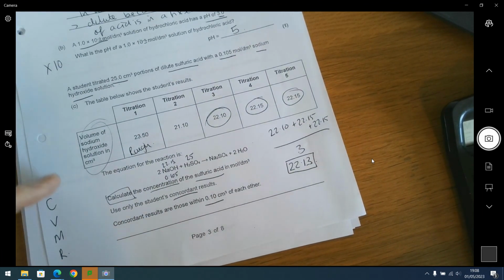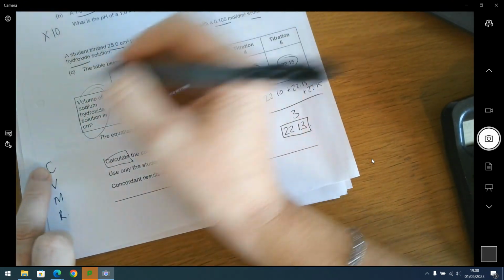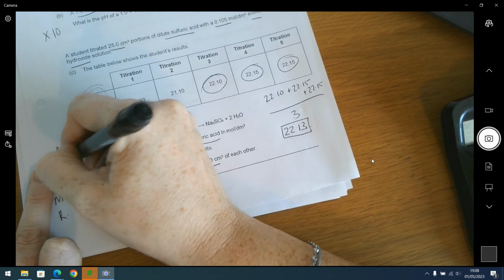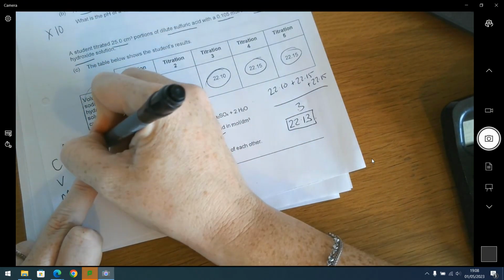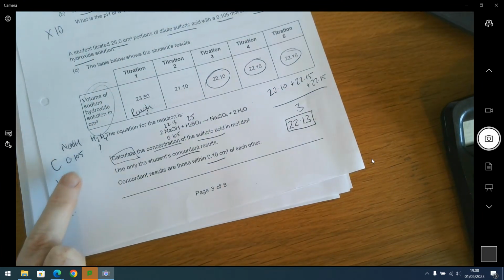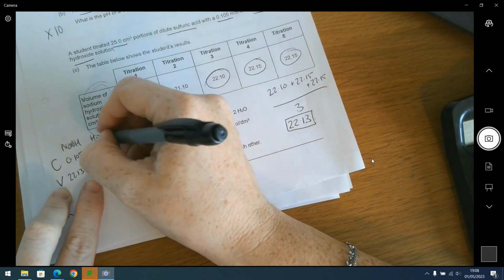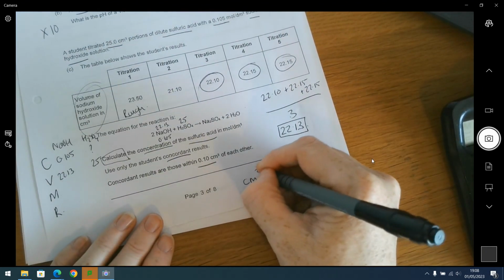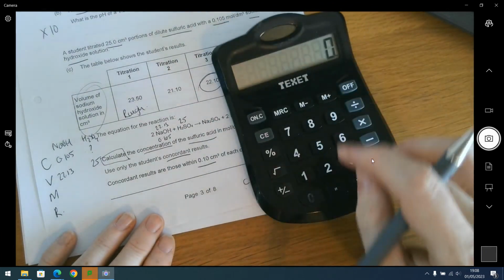So now I'm going to use my little mnemonic here to keep me right. So for my sodium hydroxide, concentration is 0.105. My sulfuric acid, my concentration I don't know. I'm trying to work that one out. My volume of sodium hydroxide is 22.13. My volume of sulfuric acid is 25, but I know I've got to convert centimeters cubed into decimeters cubed. So I've got to divide them by 1,000.